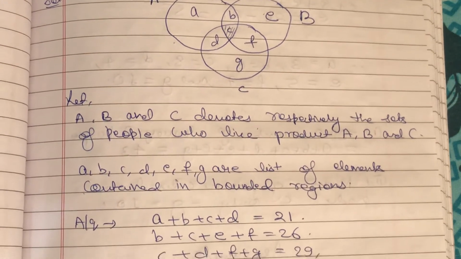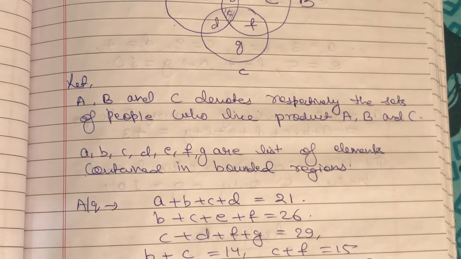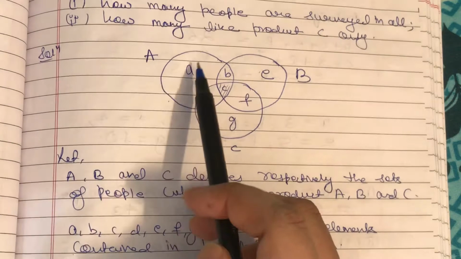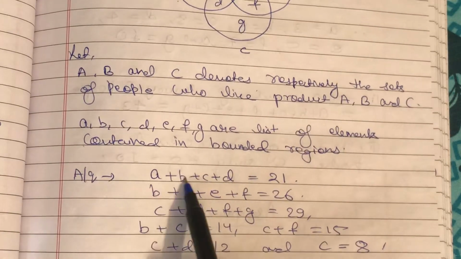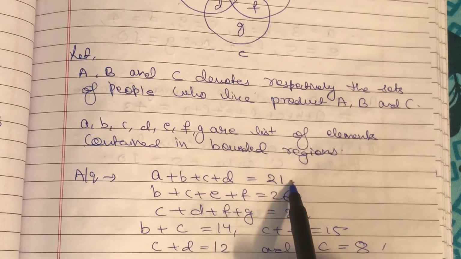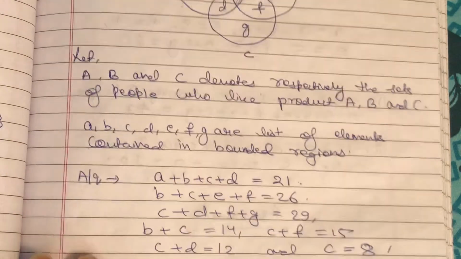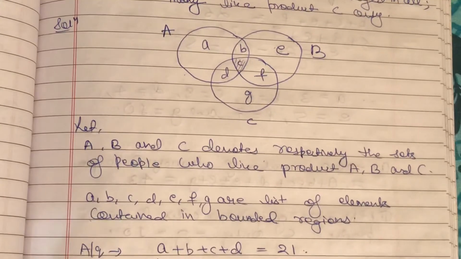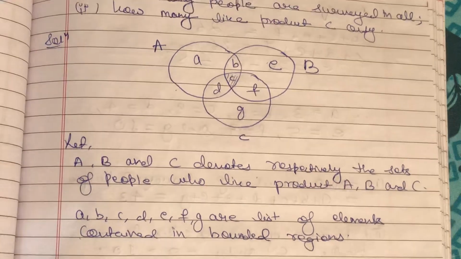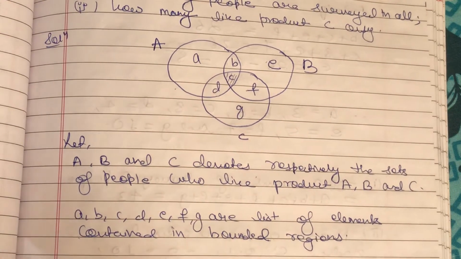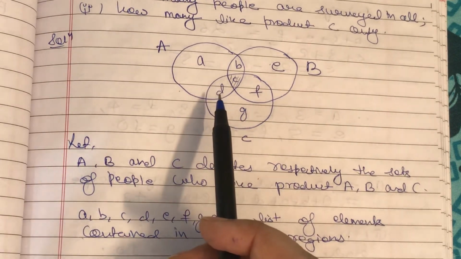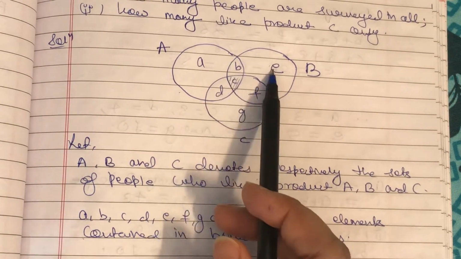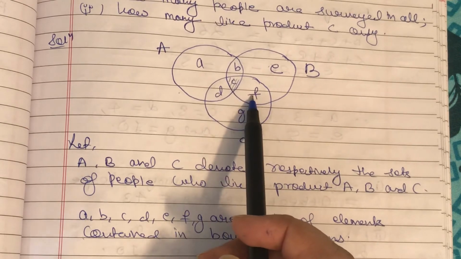Now as per the question, it is given that 21 people like product A. Product A means A plus B plus C plus D, right? So I have written A plus B plus C plus D equals 21 because they like product A. After that, in the question it is given 26 people like product B. Can you answer this? What will be my equation? 26 people like product B, which means B plus E plus C plus F equals 26.